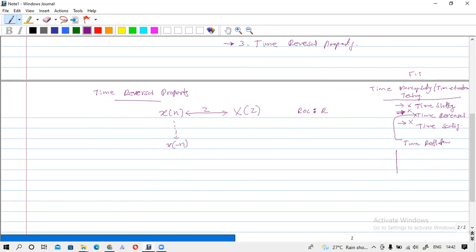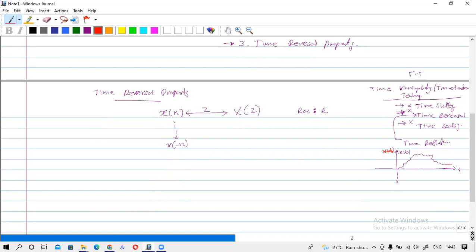Because if we have a signal like this, a continuous signal that I have drawn, and I get the time reverse signal, that means x(-t). It is also named time reflection.